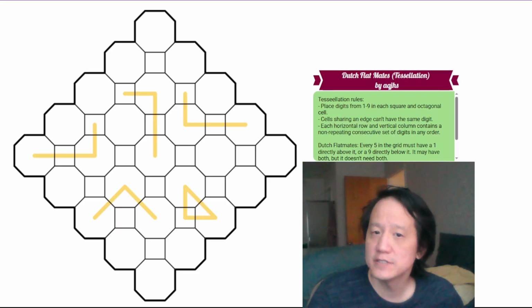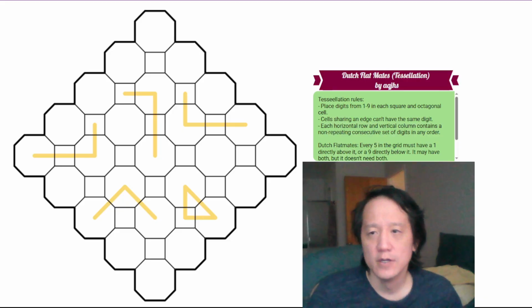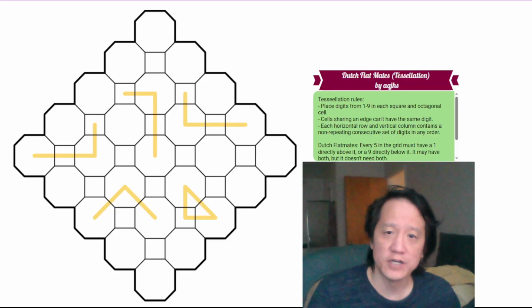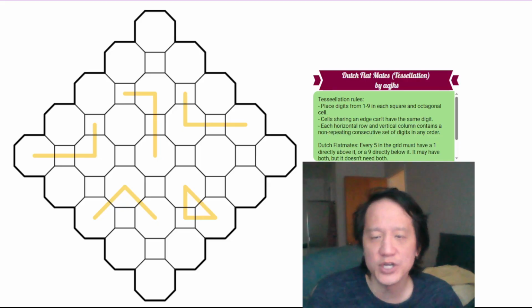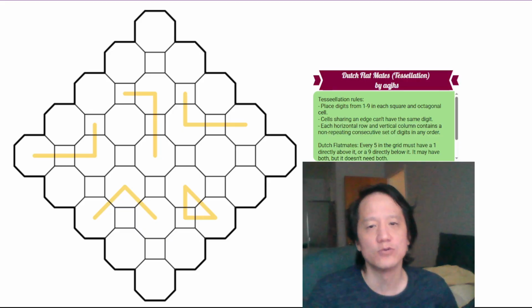And take that easiness with a grain of salt because it's considered easy by the people on the Logic Masters Germany forum, and there's a lot of really smart people there. Today's puzzle is called Dutch Flatmates Tessellation by AQJHS, and here are the rules.